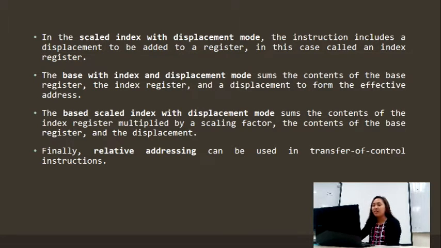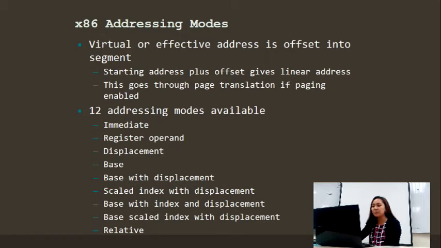And finally, the relative addressing can be used in transfer of control instructions. In x86 addressing modes, here the examples also show that the virtual or effective address is an offset into a segment. First, starting address plus offset gives linear address. Second, this goes through page translation if paging is enabled.